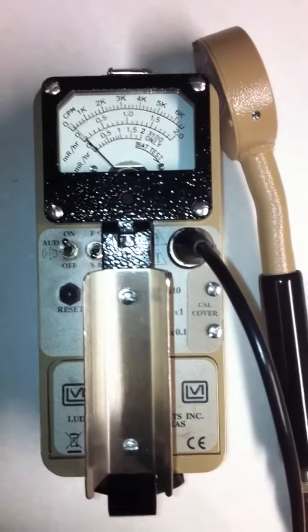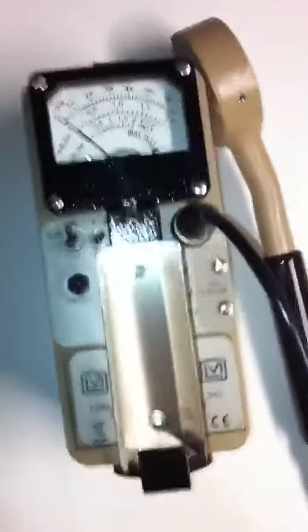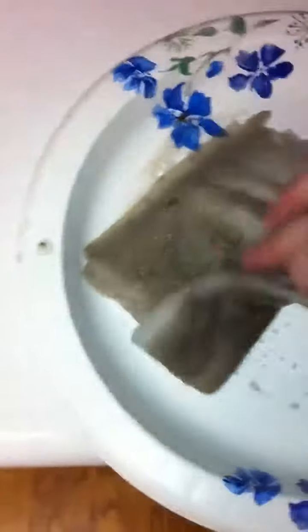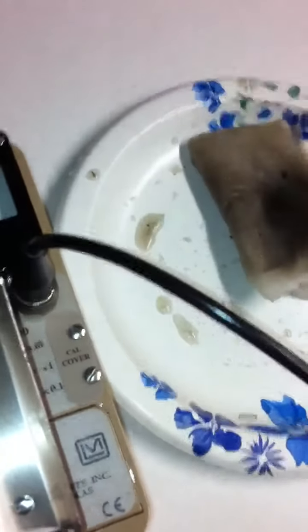Let's see what we have here. So I folded up this paper towel and put it on a paper plate. There's nothing hidden in the paper towel or anything. It's just a wet paper towel with a little dirt on it. So background was peaking about 40. And now we take this pancake sensor and put it right next to the paper towel here.